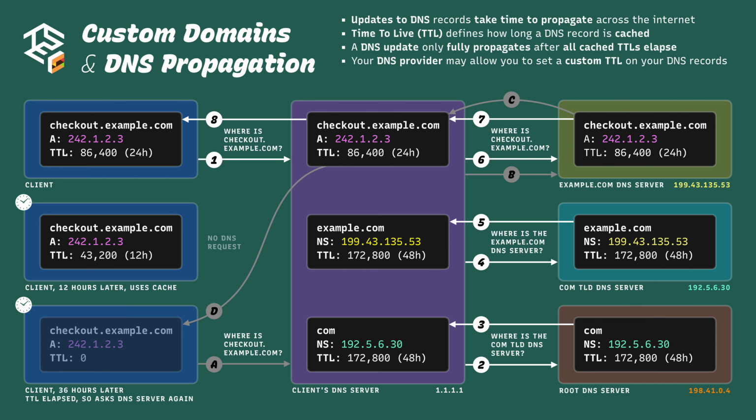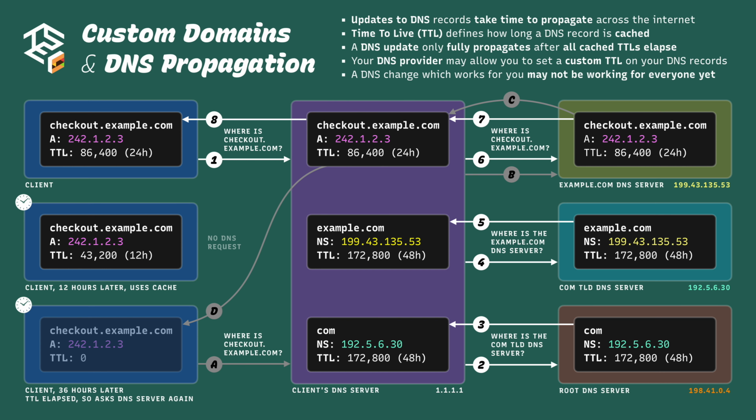Note that your DNS provider may or may not allow you to set a custom TTL on your DNS records. Some people, in anticipation of an upcoming change, set their DNS record TTL to a low value so a later update will propagate quickly. Be careful though. Not all DNS servers or clients respect the TTL set on a DNS record. Some may keep the record cached beyond the TTL, so specifying a short TTL won't guarantee speedy propagation.